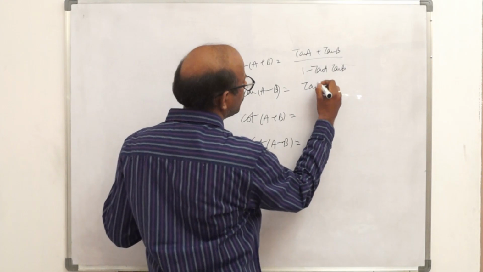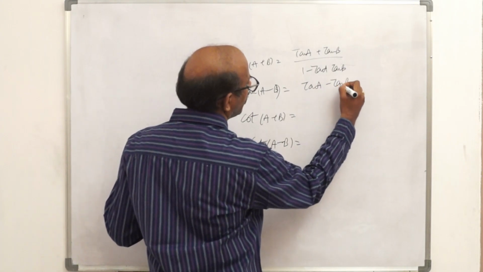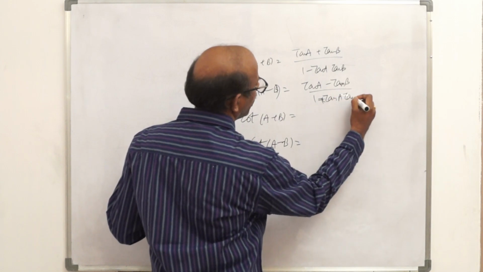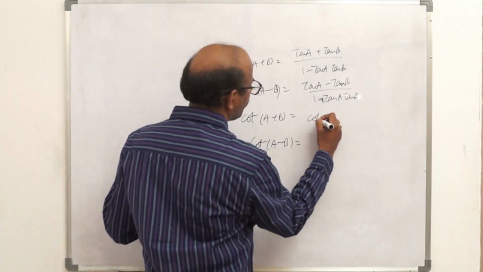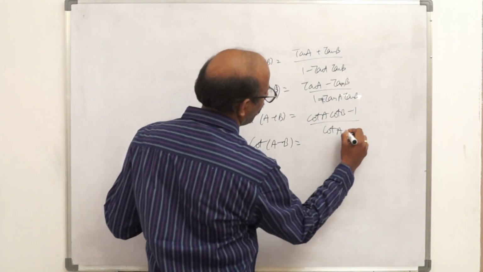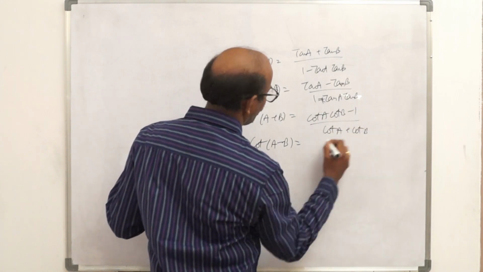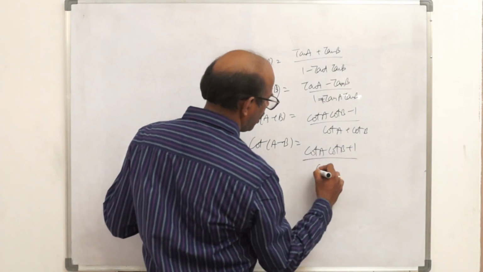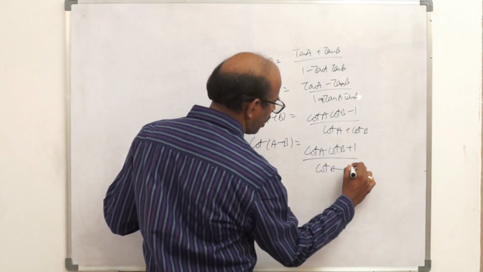Tan of A minus B is tan A minus tan B by 1 plus tan A tan B. Cot of A plus B is cot A cot B minus 1 by cot A plus cot B. Cot of A minus B is cot A cot B plus 1 by cot B minus cot A.